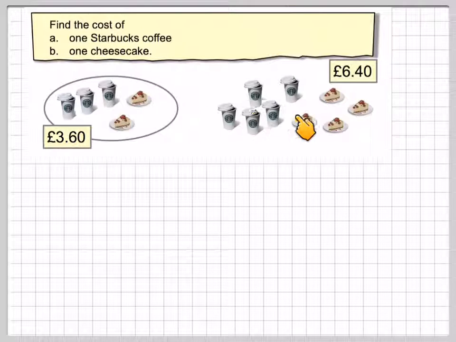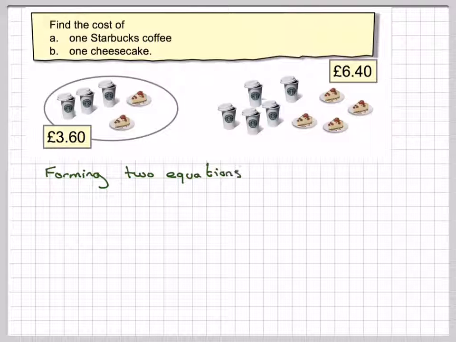In the situation below, find the cost of one Starbucks coffee and one cheesecake. So here we've got 3 Starbucks and 2 cheesecakes, which cost $3.60. So I'm going to write down forming the equation. You're going to have to form 2 because we've got 2 unknowns. So you've got 3 Starbucks plus 2 cheesecakes is equal to 360.